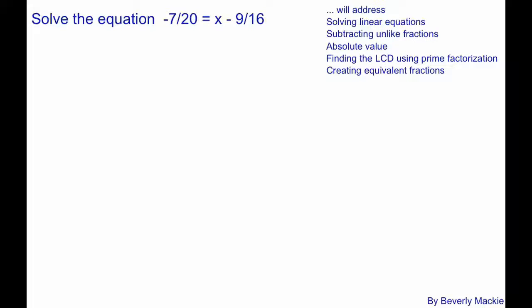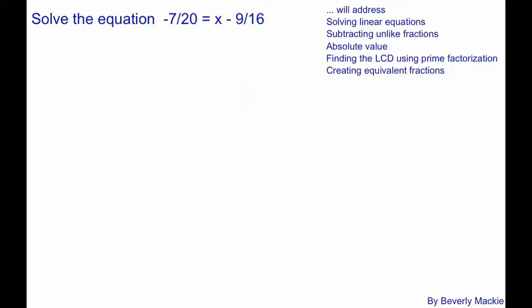Solve the equation negative 7/20 equals x minus 9/16. Before we get into actually solving the equation, let's just think out loud for a moment. I know that I want to solve for x, or solve for the variable. Therefore, I want to end up with something like x equals something, or something equals x. It doesn't matter which side the x is on.